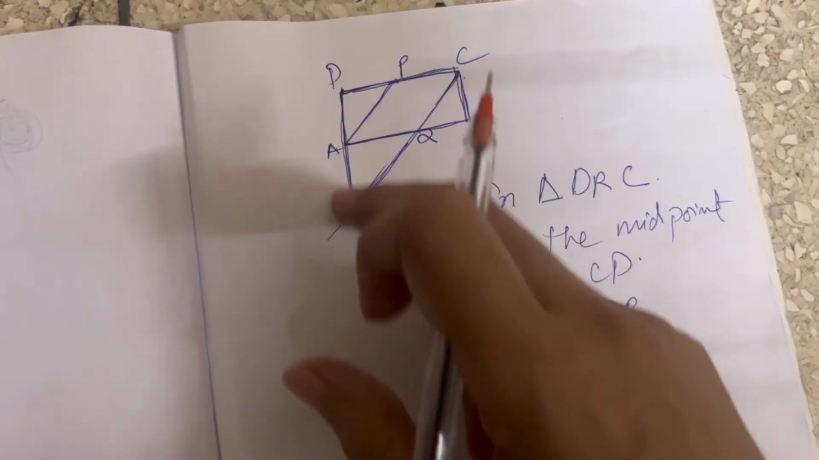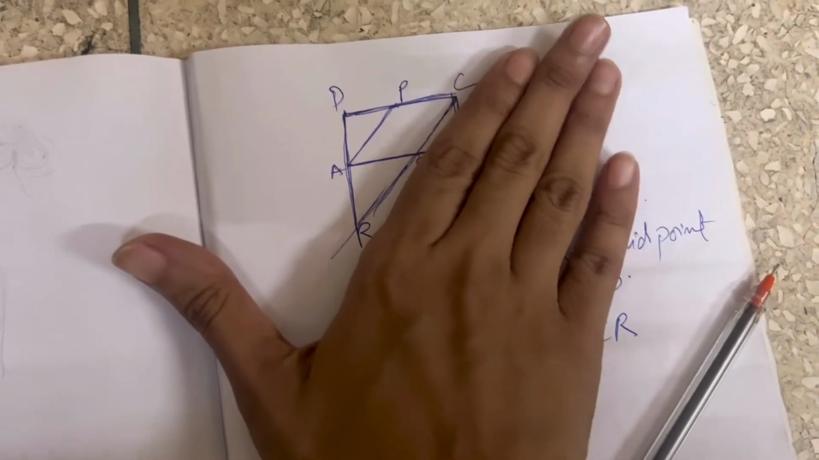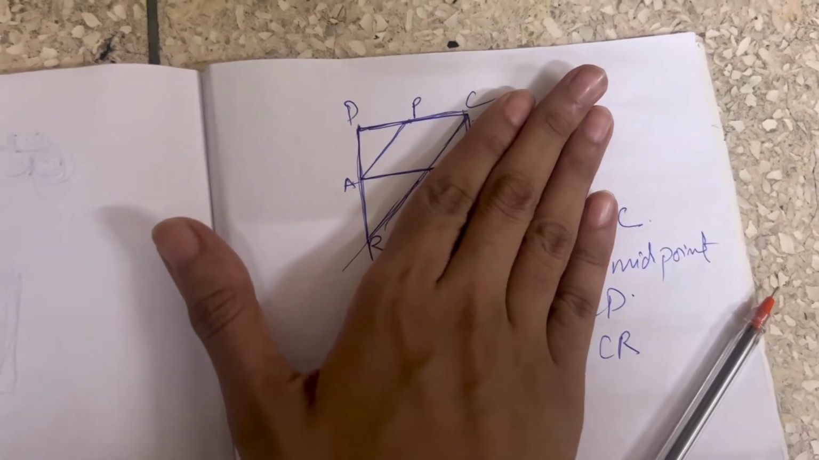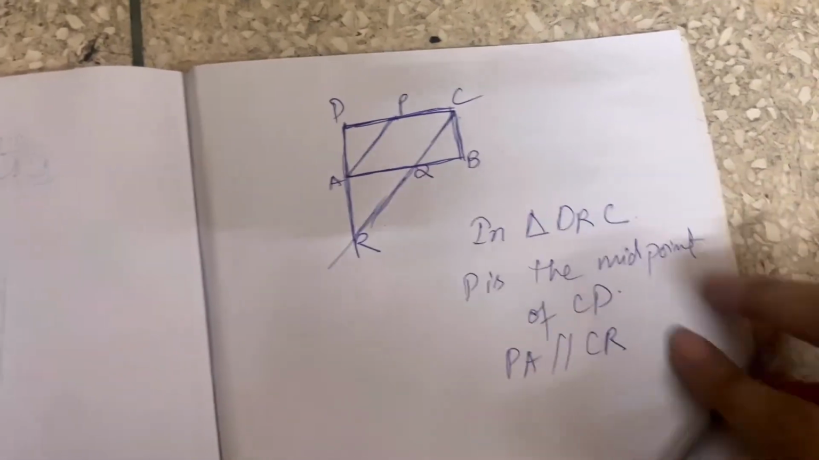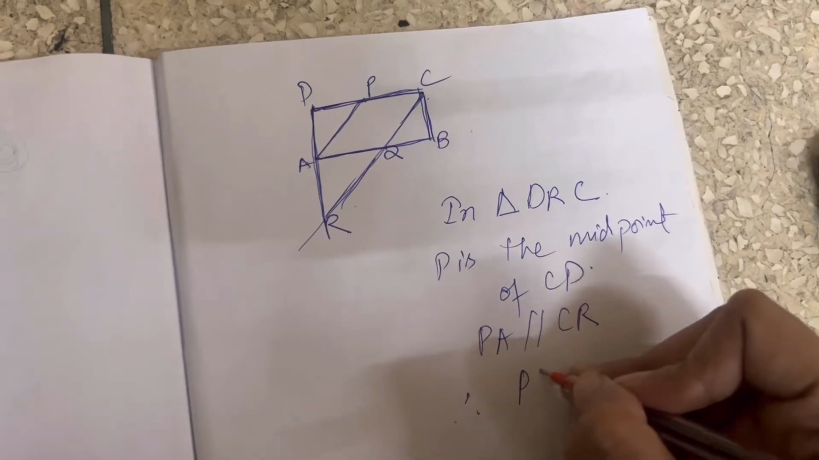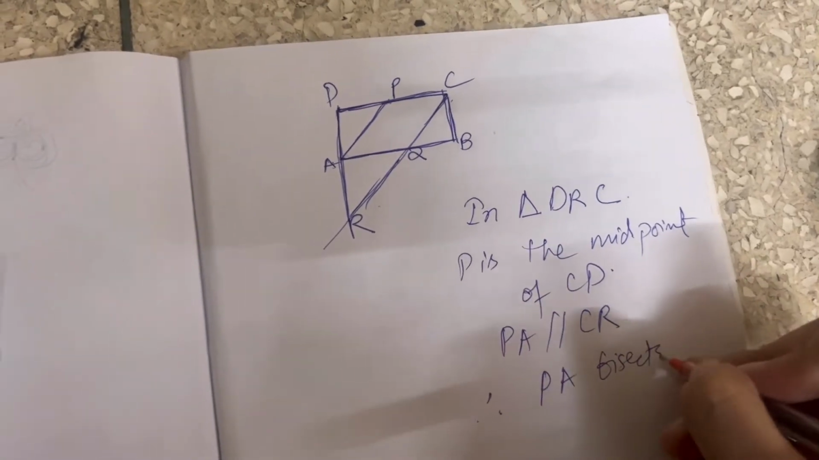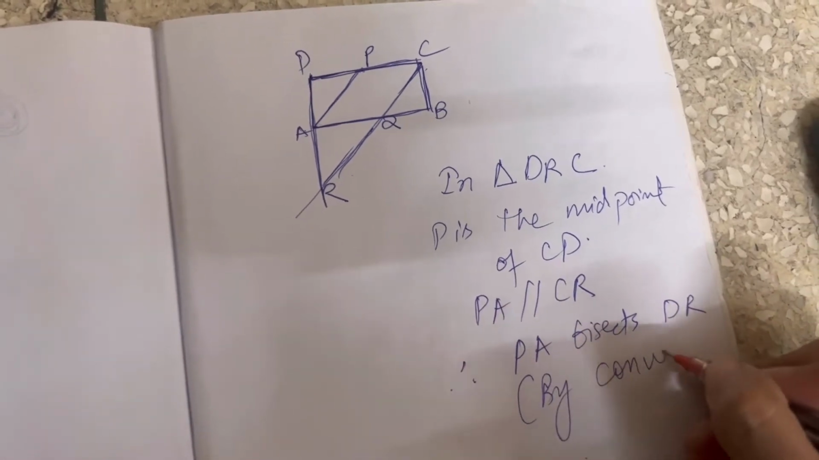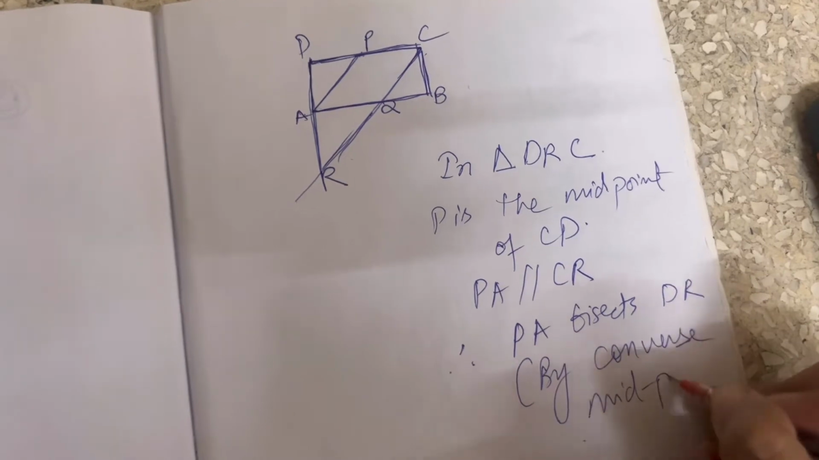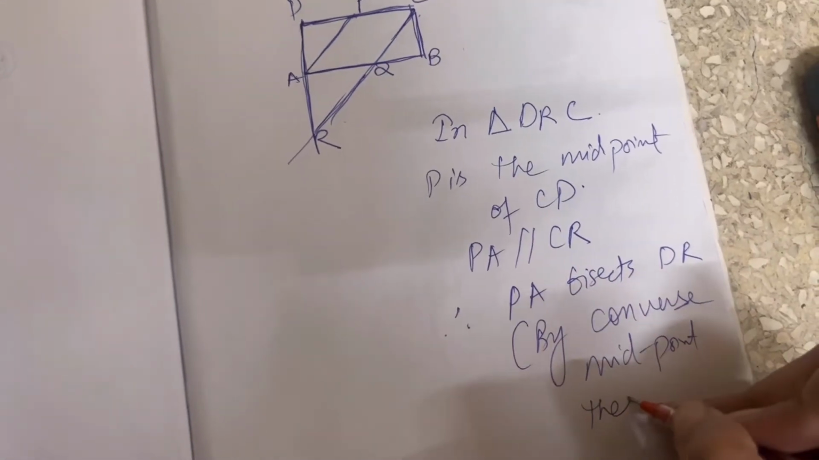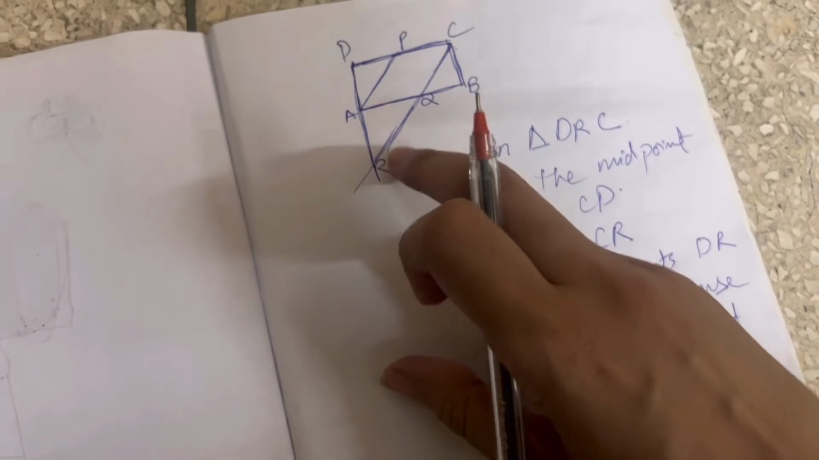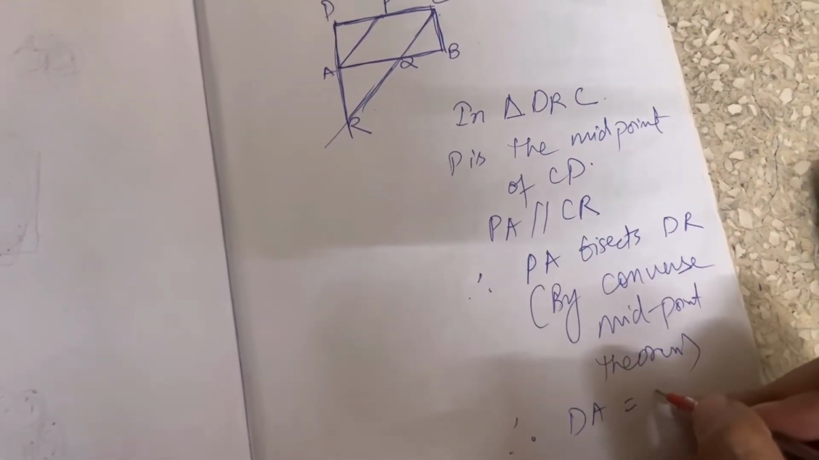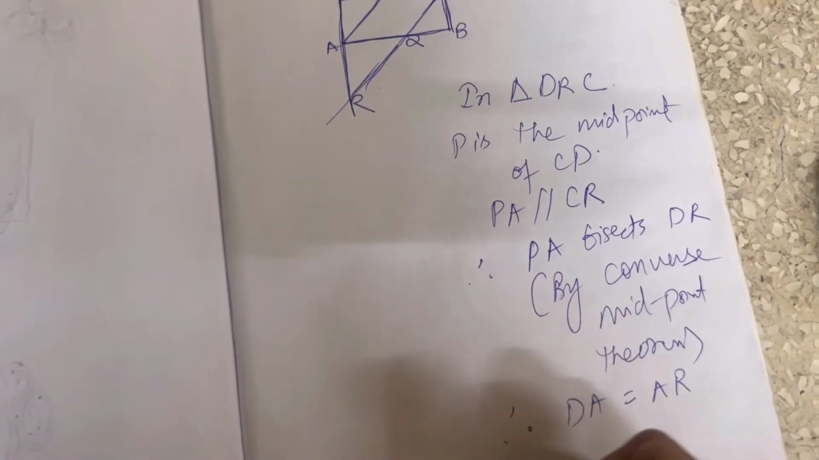Therefore, according to the converse midpoint theorem, see this triangle. In this triangle, P is the midpoint of CD and also PA is parallel to CR. Then by the converse midpoint theorem, PA will bisect DR. Therefore, PA bisects DR by the converse midpoint theorem. Now, which means that A is the midpoint of DR, therefore proved that DA is equal to AR. This is the first part that has been proved.